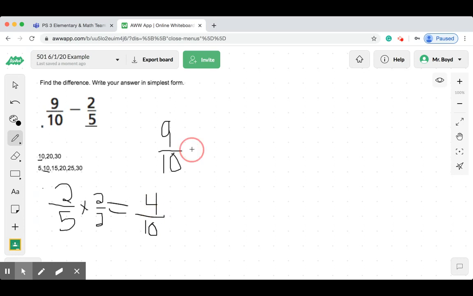Now that I have my like denominators, I can subtract. So we have 9/10 minus 4/10. 9 minus 4 equals 5 tenths, because we do not subtract the denominators.